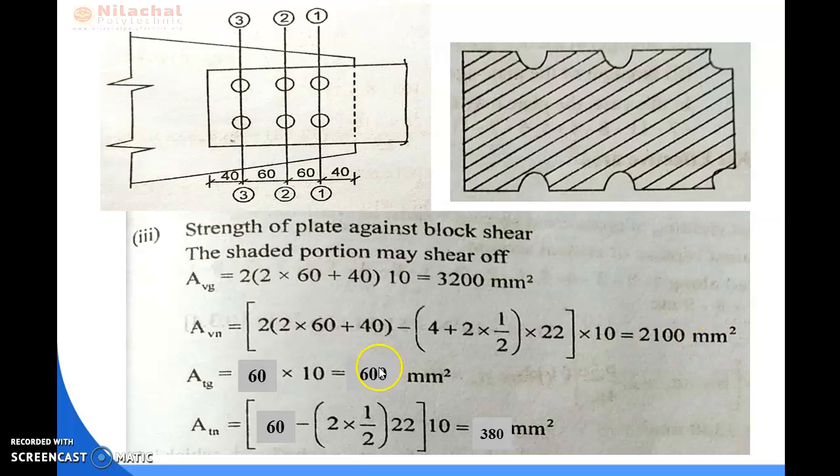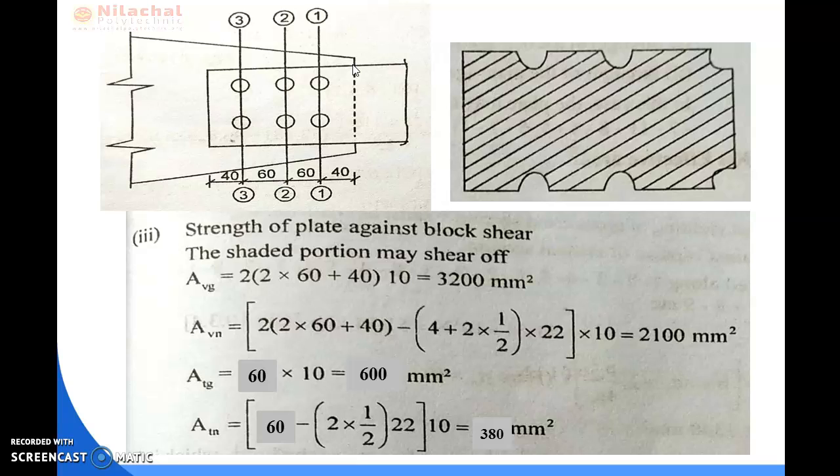So now comes to the area of ATG and ATN. So I told you, whenever we have to calculate the area along ATG and ATN, we have to consider the vertical line or the vertical section of the block shear portion as T. So first of all ATG, which means the cross section area along T line. So here from this point to this point, the total width of the block shear portion along the T line is here to here, which is 60 mm.